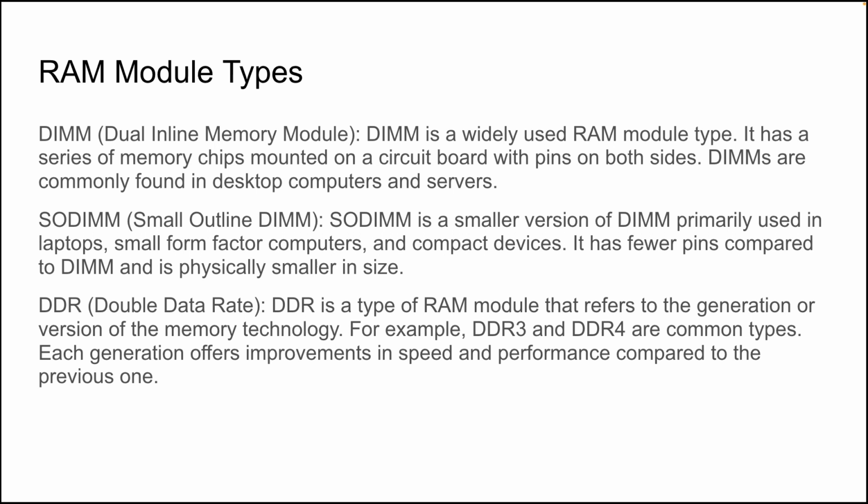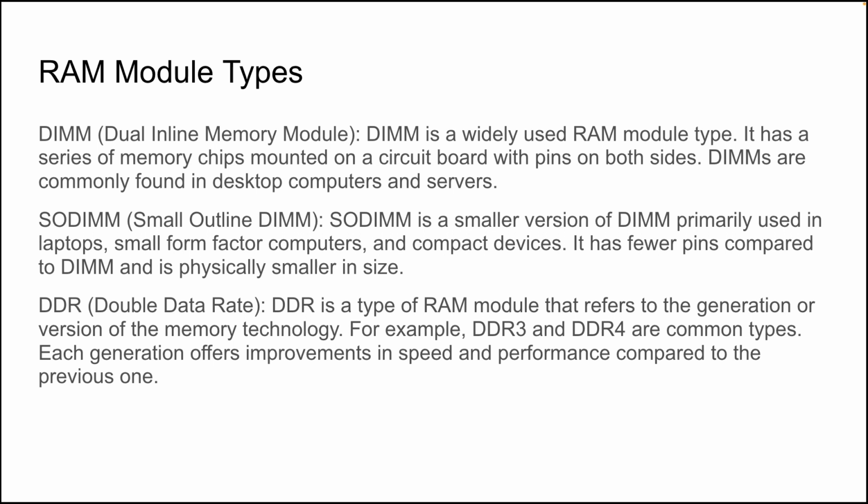So DIMM, we just went over, dual inline memory module. It has a series of memory chips mounted on a circuit board with pins on both sides. DIMMs are commonly found in desktop computers and servers. SODIMM, or the small outline DIMM, is a smaller version of the DIMM, primarily used in laptops, small form factor computers, and compact devices. That has fewer pins compared to DIMM and is physically smaller in size.